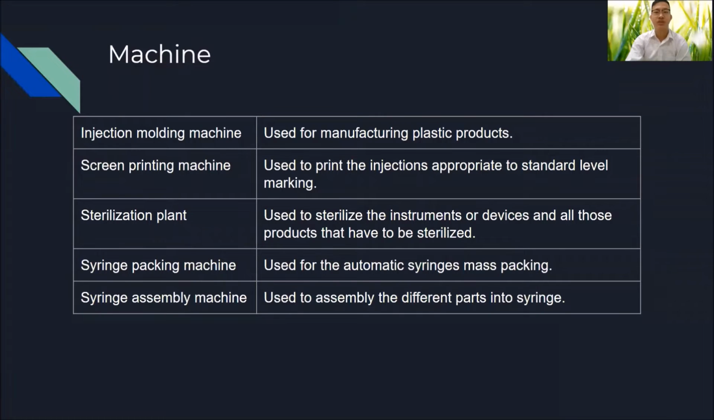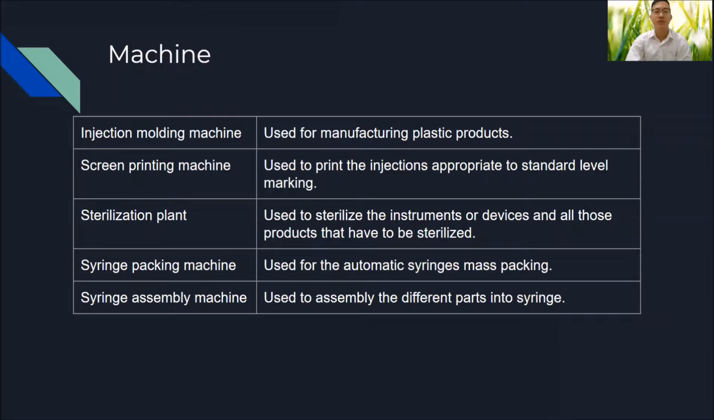And now the machines. There are 5 machines that we use to process our product. The first machine is the injection molding machine. It is used for manufacturing plastic products. The second is the screen printing machine. It is used to print the injection appropriate to standard level marking. And the third is the sterilization plant. It is used to sterilize the instruments or devices and all products that have to be sterilized.